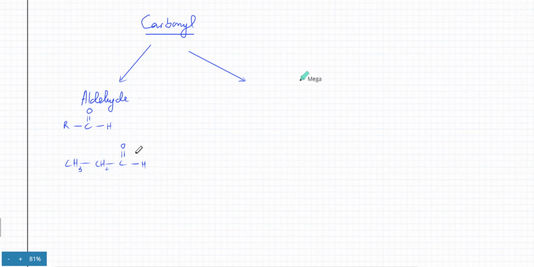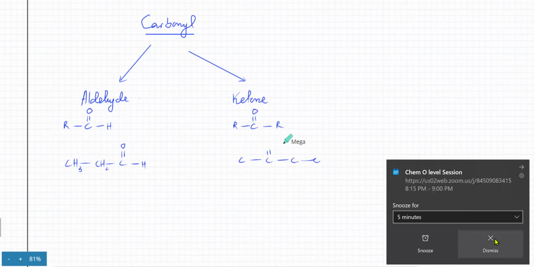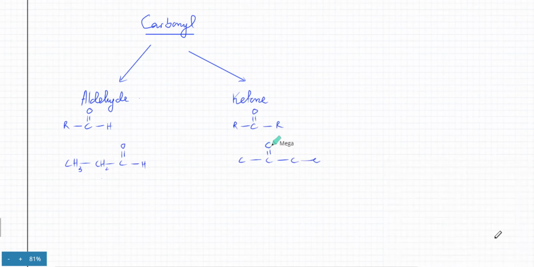And the other one is a ketone. The ketone is obviously a carbonyl group which is right in the middle. So you would have C double bond O, and on both sides there's going to be carbon chains, alkyl chains on both sides. One example is you have this molecule. There's a double bond O, 3 hydrogens, 2 hydrogens, and this would have 3 hydrogens. So this is your ketone.